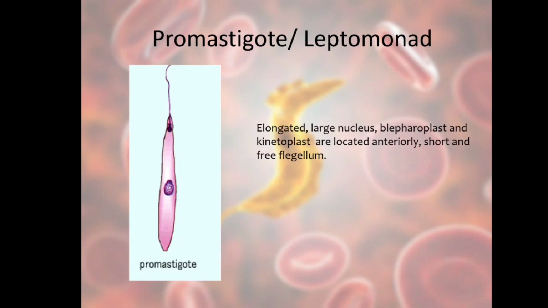Next, you have the promastigote form, also known as the leptomonad. This form is elongated, has a large nucleus, and the blepharoplast and kinetoplast are located anteriorly. As you can see over here, they are located anteriorly. This form has a short and free flagellum outside the body.